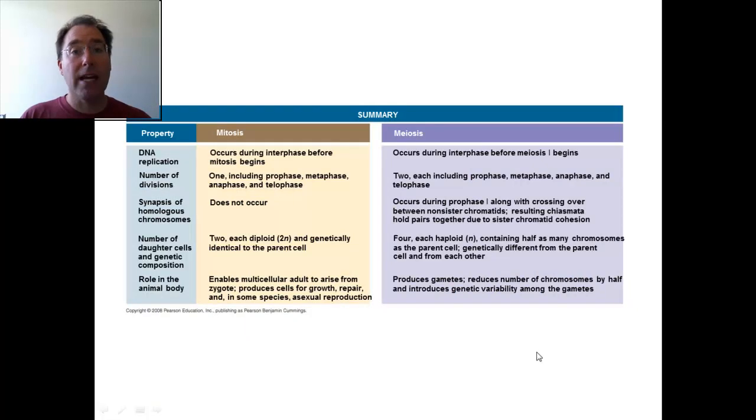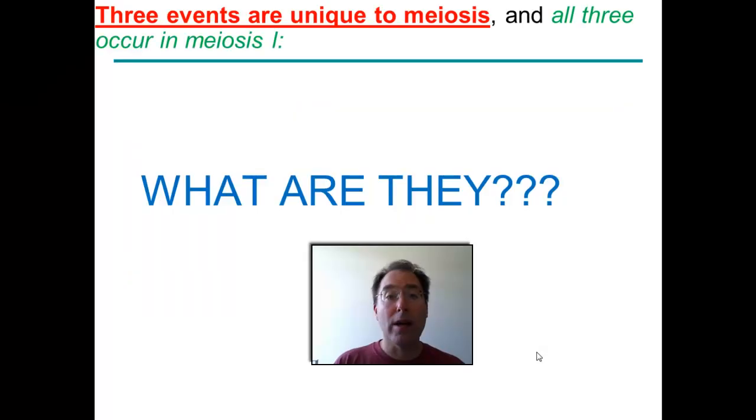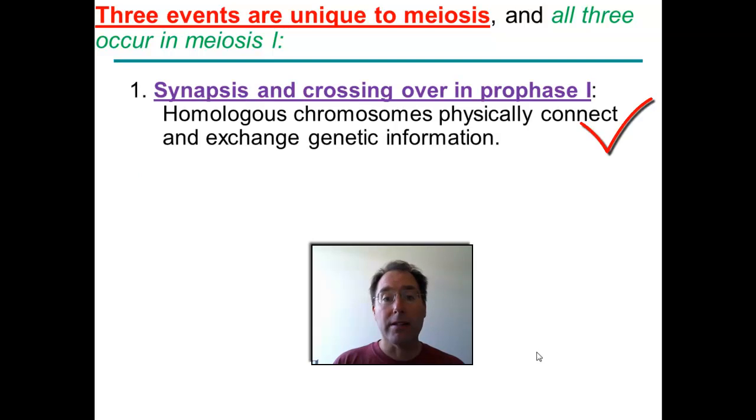You're going to see this table that summarizes mitosis versus meiosis. Make sure you spend some time here. It just basically goes over what we just talked about, as well as these couple slides. 3 events are unique to meiosis, and they all occur in meiosis 1. What are they? You can press pause and quiz yourself right now. Synapsis and crossing over.